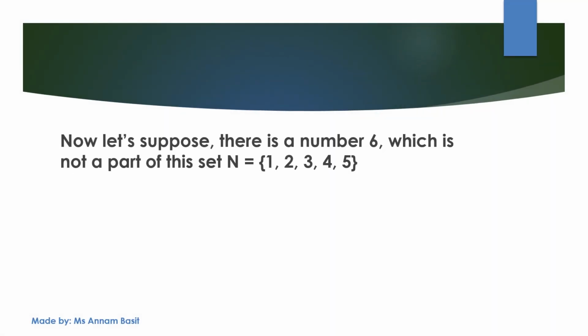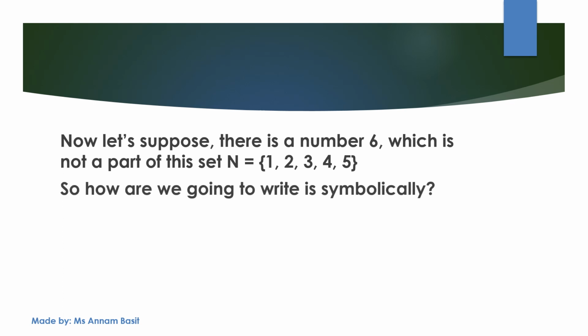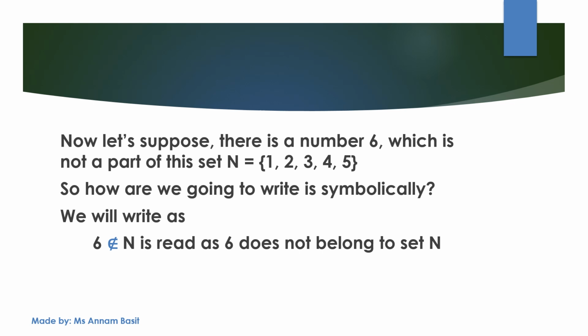Now let's suppose there's a natural number, 6, which is not a part of the set. It was N is equal to 1, 2, 3, 4, 5, and here you can see that number 6 is not there. So how are we going to write it symbolically? We're going to write 6 does not belong to N. So 6 epsilon with a slash N is read as 6 does not belong to set N. This is how you're going to write when you've been asked to show whether this number or this element belongs to the set or not.